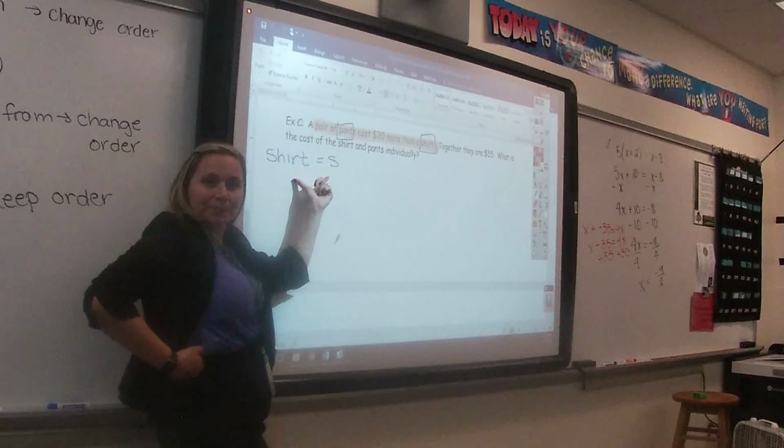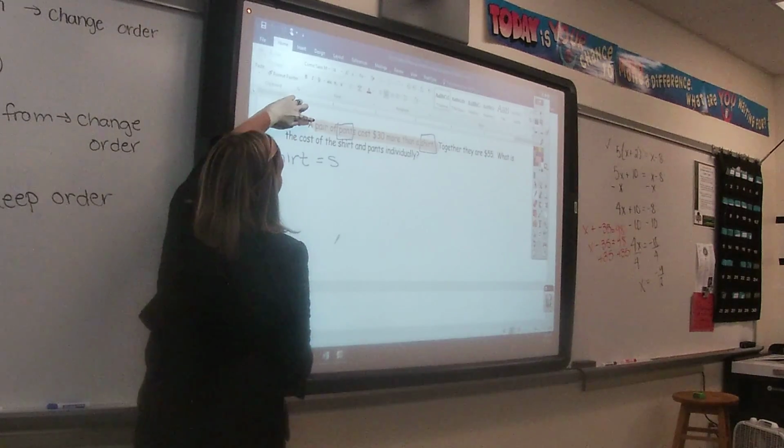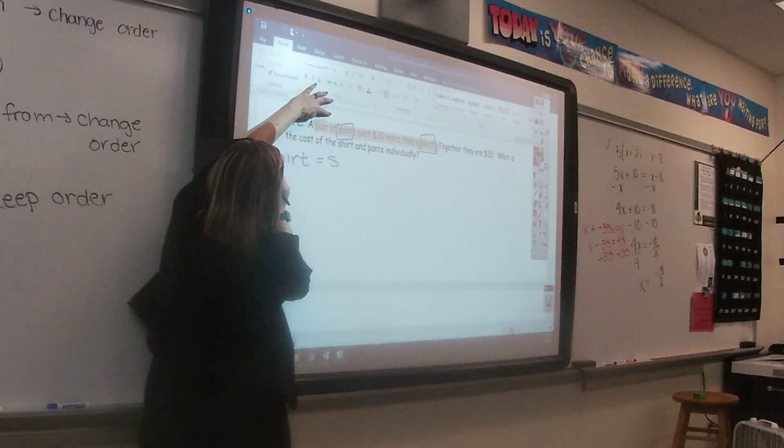Are we okay with this being S? Okay. A pair of pants. So now we're going to define pants.